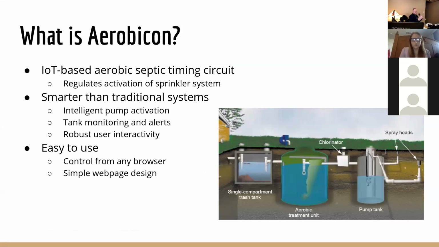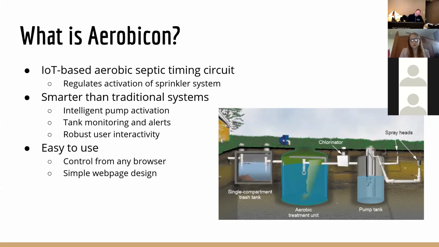If you're unaware, an aerobic septic system is a septic system that filters and chlorinates wastewater and then disposes of it by pumping it to your yard through sprinkler systems or occasionally leach bed systems. The timing circuit is the part of this system that regulates the activation of the sprinkler system. Typically, the traditional system is a mechanical box that looks at the water levels in the tanks and schedules the activation for a set time.